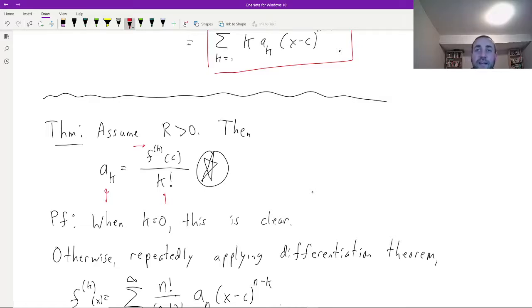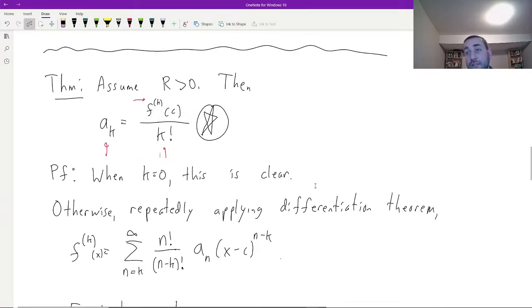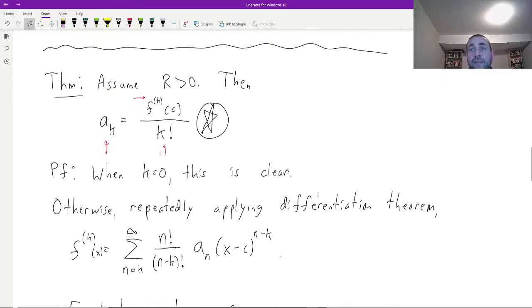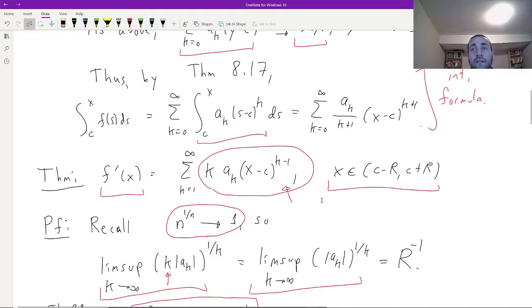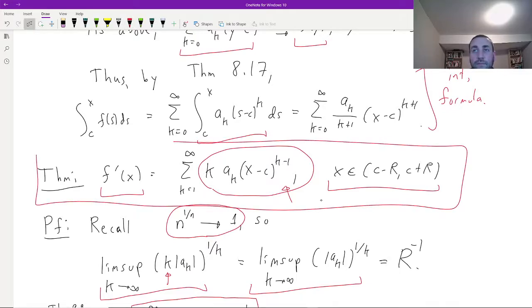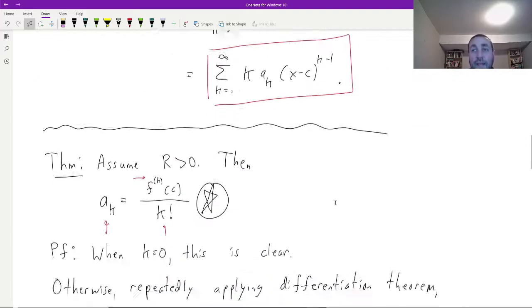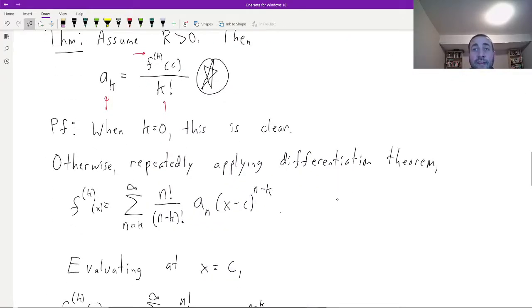How do you prove something like this? Well, when k is equal to 0, this is clear. Otherwise, we can repeatedly differentiate the formula for the power series, taking advantage of the theorem for derivatives that we just proved. And if we do that, what do we get? We get that the kth derivative of f has the following power series: sum n equals k to infinity of n factorial over (n minus k) factorial, a_n, (x minus c) to the n minus k.